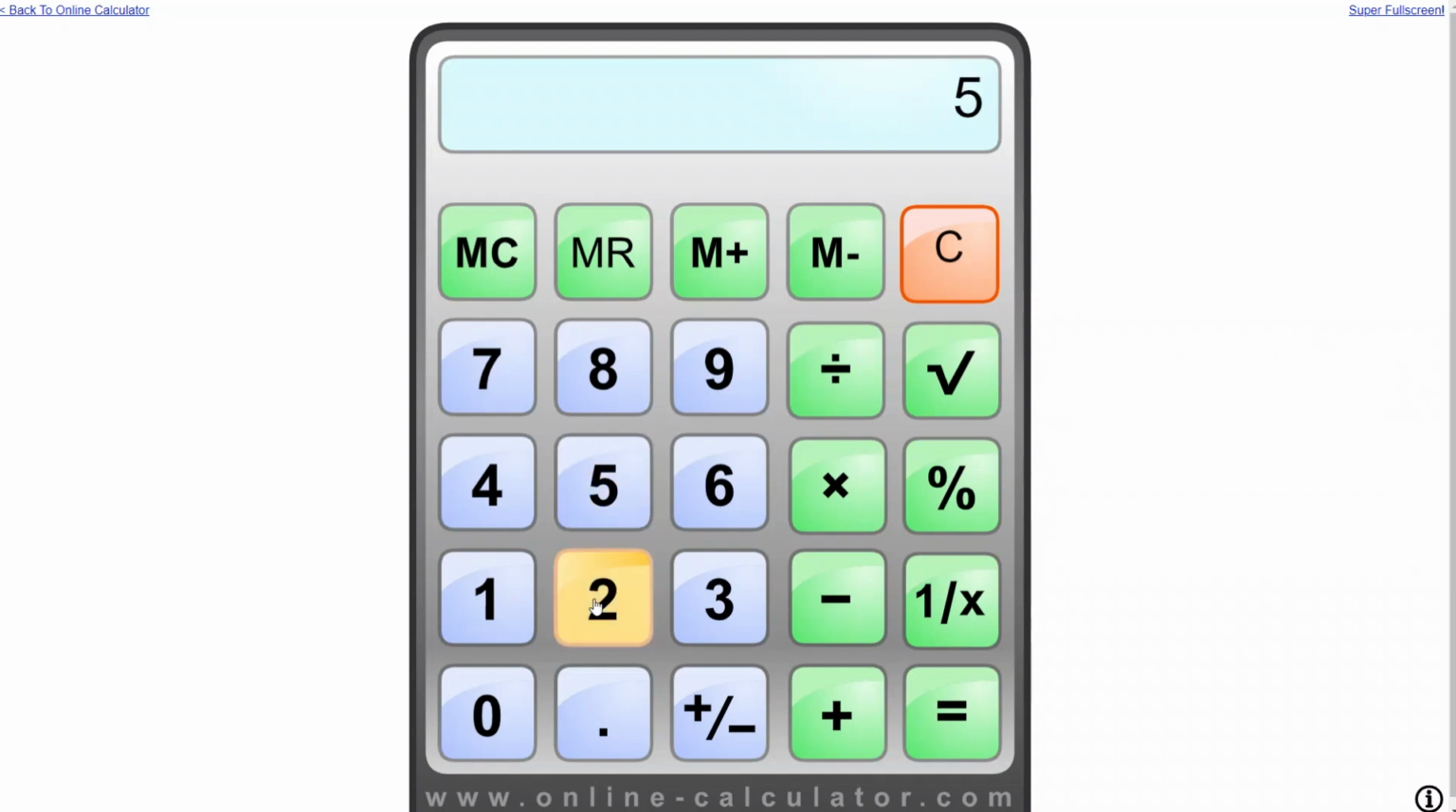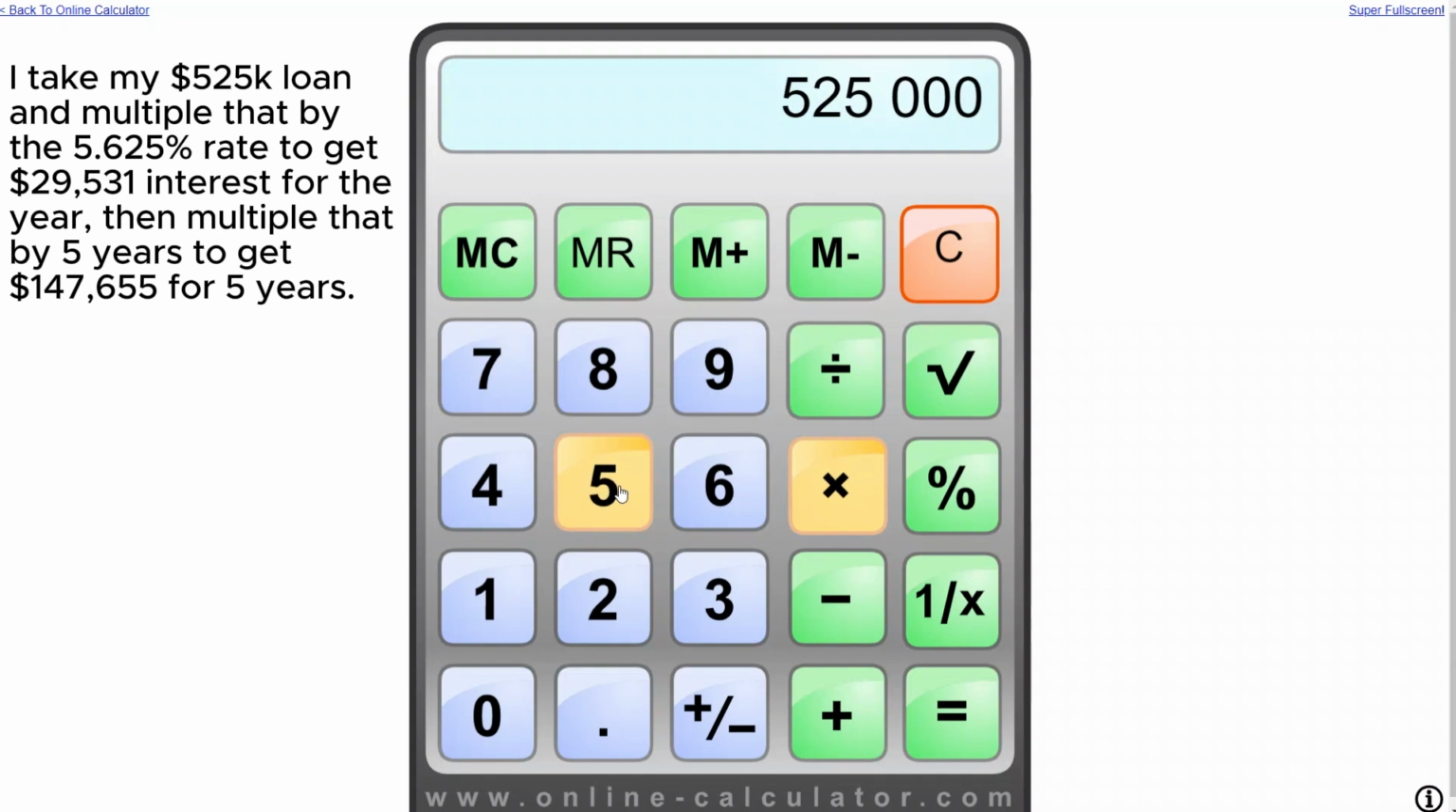So I'm going to take that same loan amount, $525,000, and multiply that by 5.625%, and I come up with $29,531.25. All right. So now I'm going to take that figure. Let's just take 29,531 smackaroonies. We don't have to throw that change on there. Just doing it rough, times 5 years. And I'm getting 147,655. So you know that's less than what we had with the 6%.